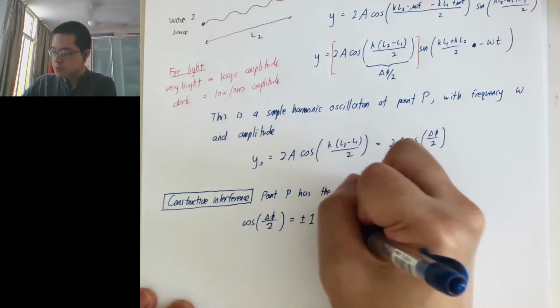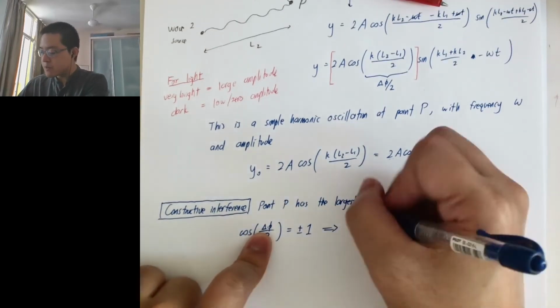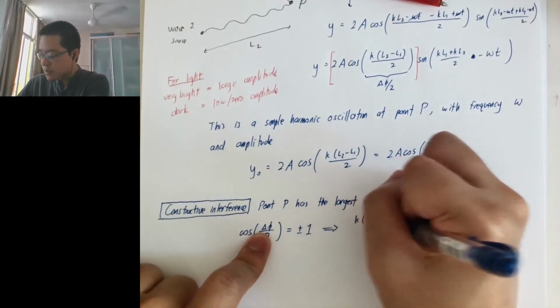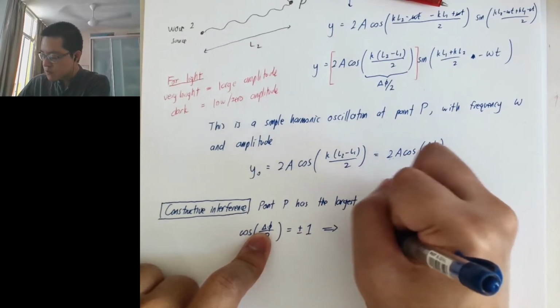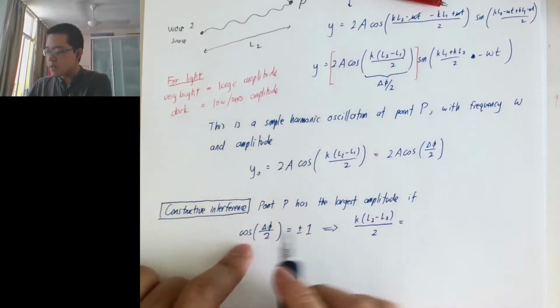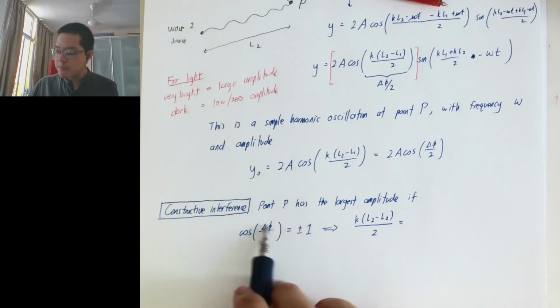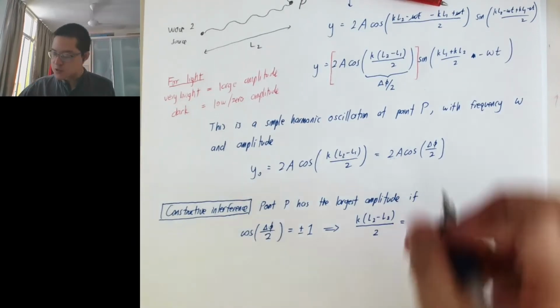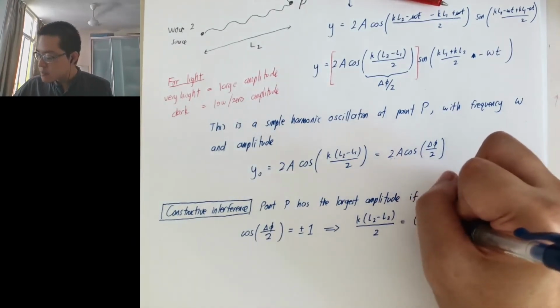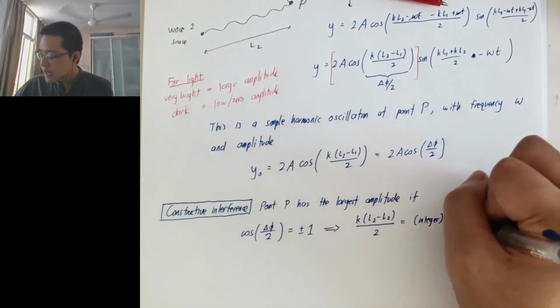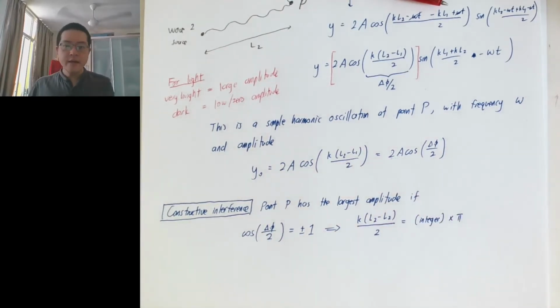So in other words, what is my amplitude? My amplitude is k (L2 - L1) over 2. How do you make a cosine to be +1? That means this thing must be equal to an integer times pi. Okay, so that is what you get.